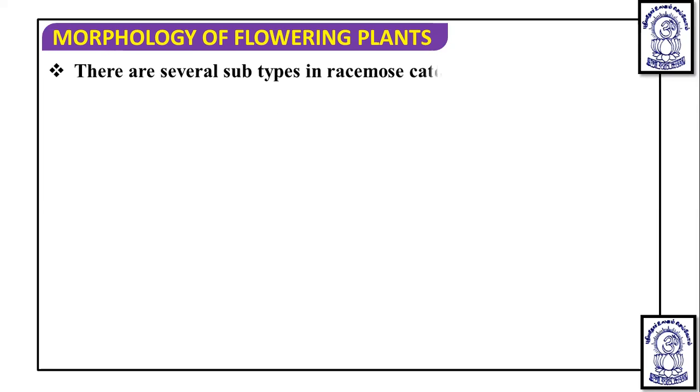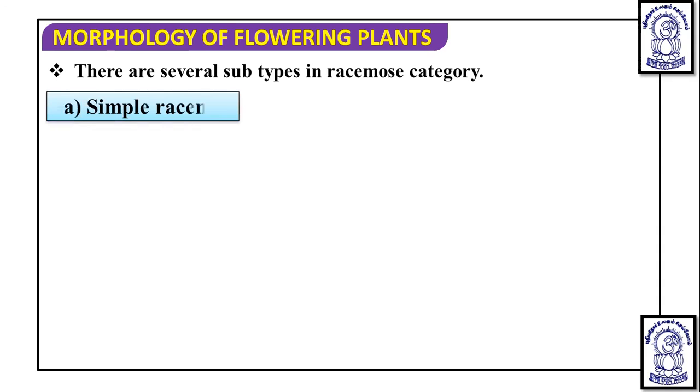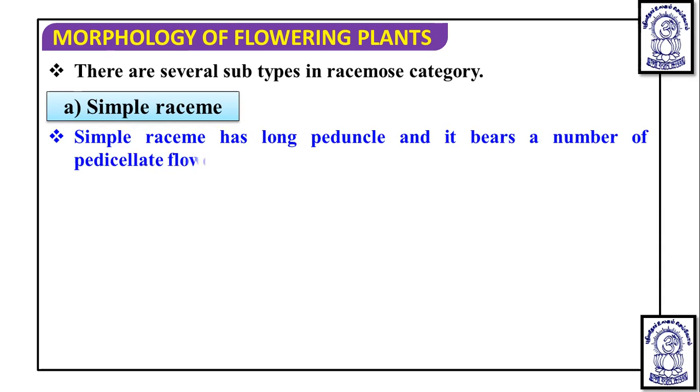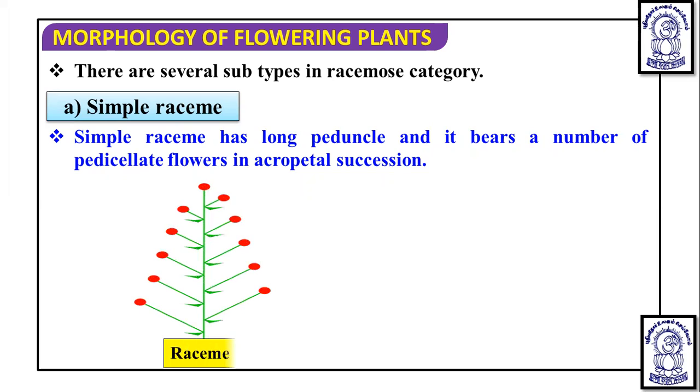Now, there are several subtypes in the racemose category. In simple racemose inflorescence, you will see the first type, that is a simple raceme. In a simple raceme, there is a long peduncle and it bears a number of pedicellate flowers in acropetal succession. See, here it is acropetal, so it is obviously racemose, and pedicellate. They have a stalk of the flower. See, this is a raceme.